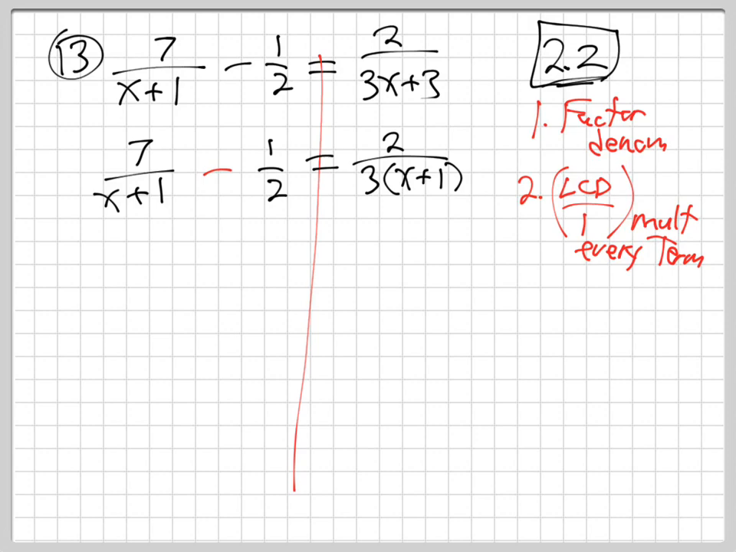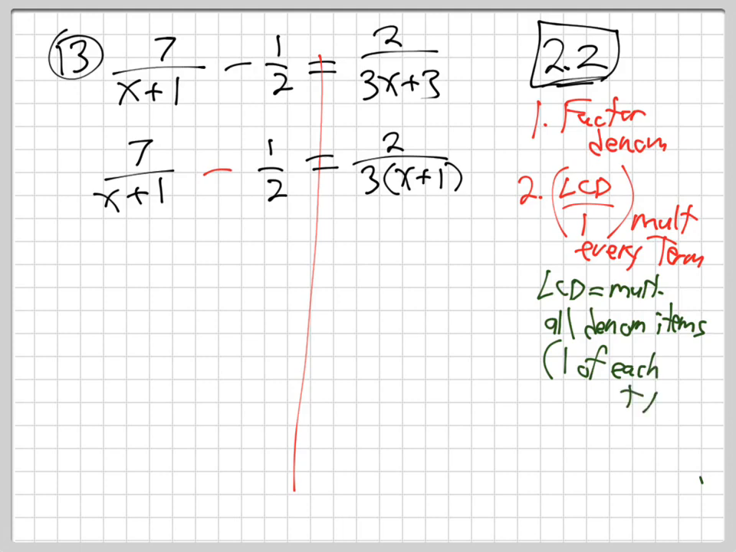And what is the LCD? It's the least common denominator. And so how do you find it? You multiply all denominator items, but you only take one of each. One of each type, right? You know what I'm talking about?